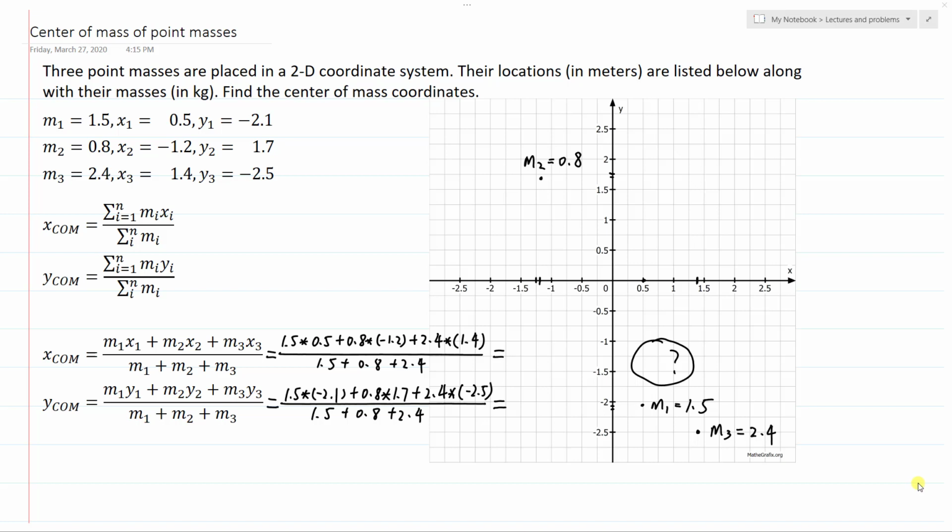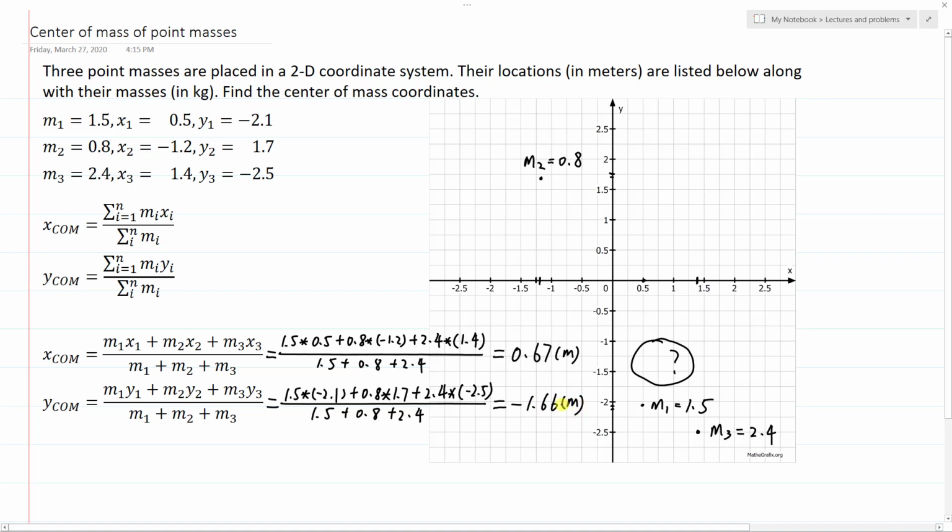So we're back. Hopefully you got your calculations correct. And keeping 2 decimals, we have the x center of mass is 0.67, and the unit is meters, and the y center of mass is minus 1.66, and the unit also is meters.